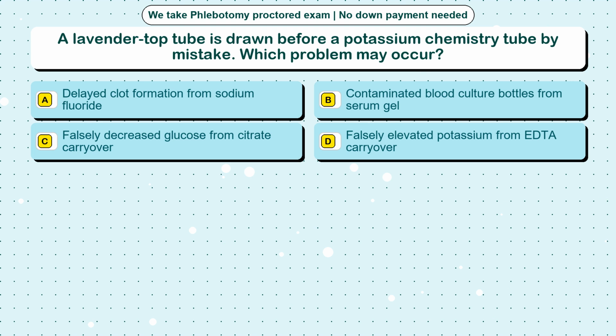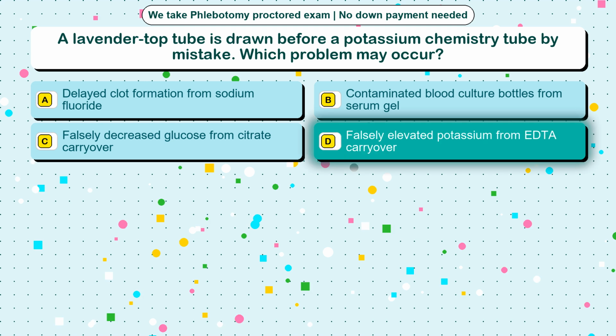Question 66. A lavender top tube is drawn before a potassium chemistry tube by mistake. Which problem may occur? Option A, delayed clot formation from sodium fluoride. Option B, contaminated blood culture bottles from serum gel. Option C, falsely decreased glucose from citrate carryover. Option D, a falsely elevated potassium from EDTA carryover.